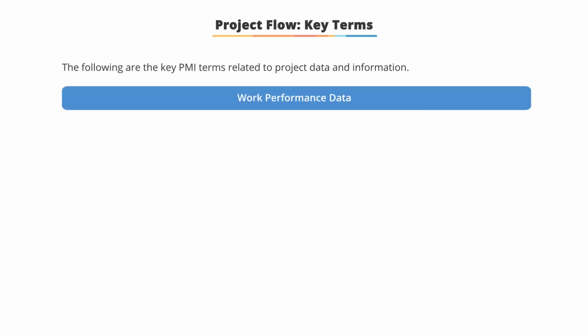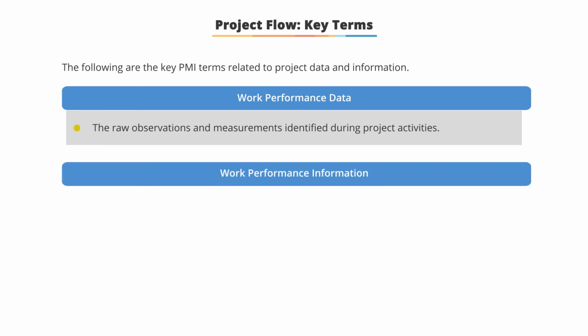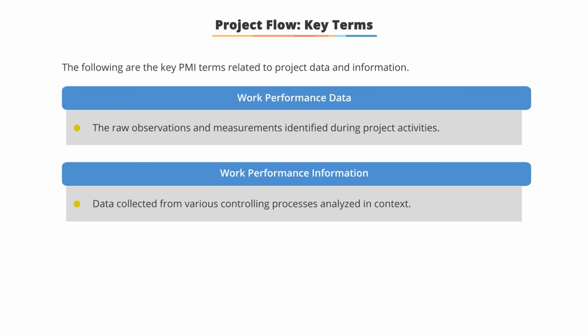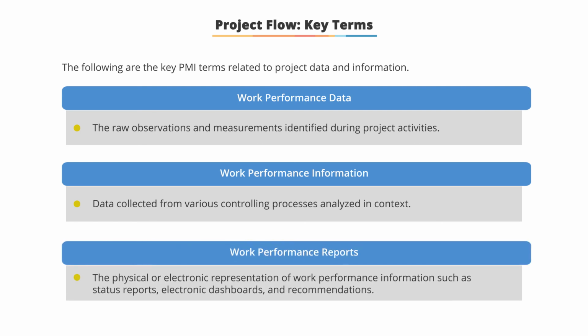Work performance data, the raw observations and measurements identified during project activities. Work performance information, data collected from various controlling processes analyzed in context. Work performance reports, the physical or electronic representation of work performance information such as status reports, electronic dashboards, and recommendations.